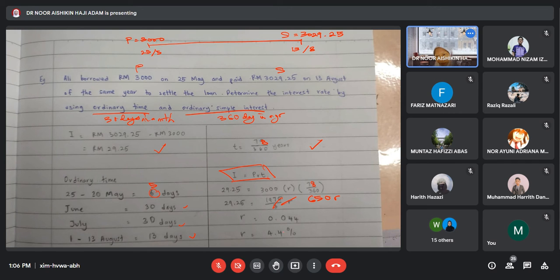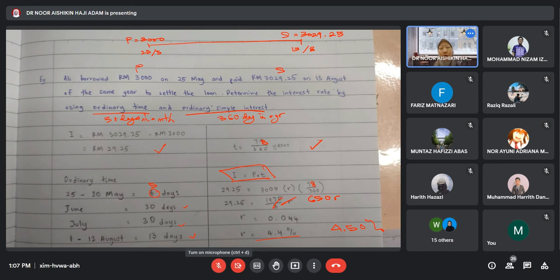So what is R? 4.5. 4.5%. Tak perlu beri macam ni pun tak apa. Terus je bagi dalam bentuk percent. 4.50% or 4.5%. 4.5% pun boleh. Faham?